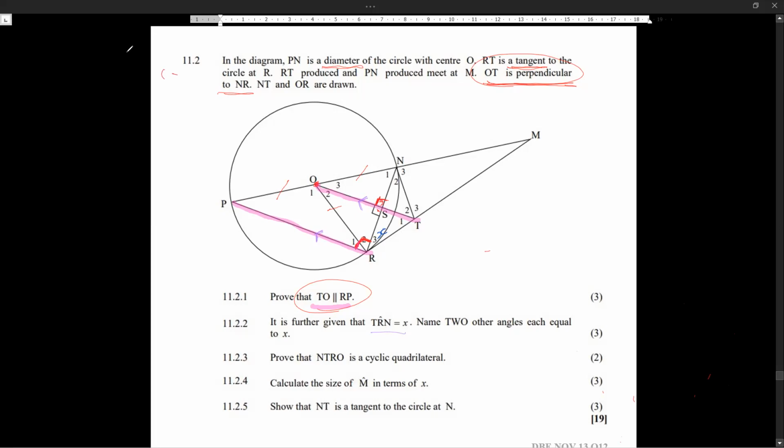Nobody? Somebody? I think wouldn't it be P? P is equal to R3. Why? Everything you tell me, you've got to have a reason. If you can't give me a reason, then we're in trouble. Somebody? Exterior angles of a triangle, sir. Sorry? Exterior angles of a triangle.